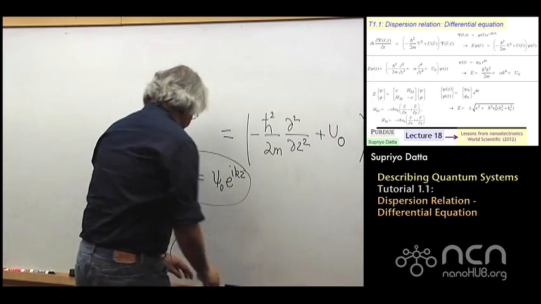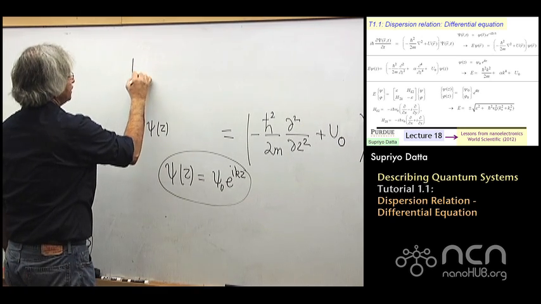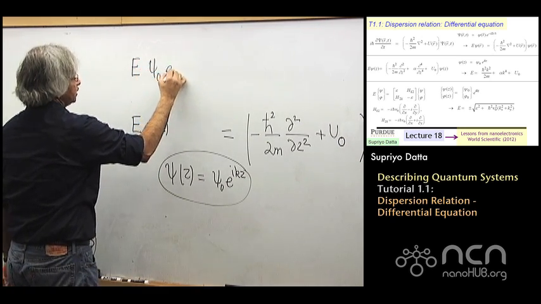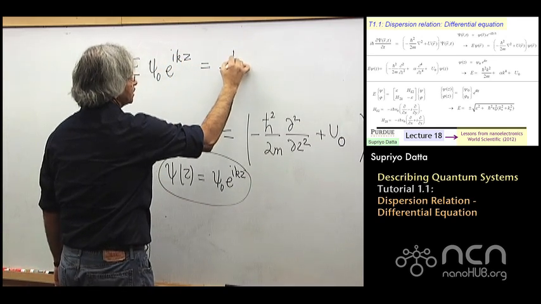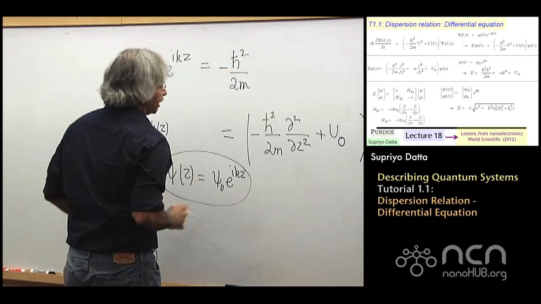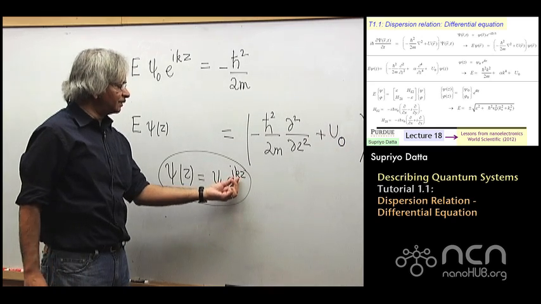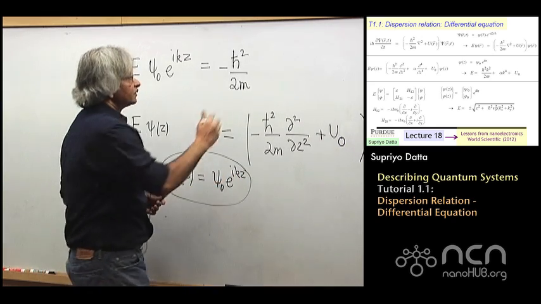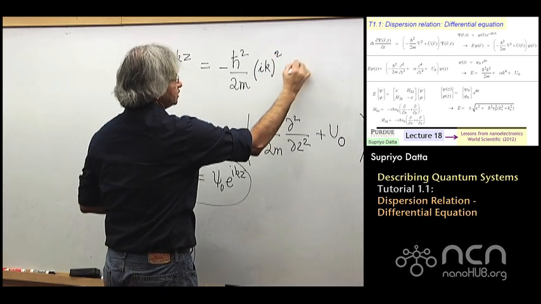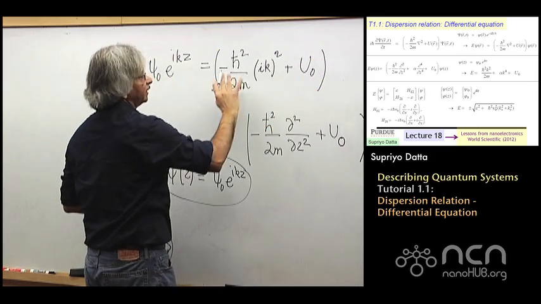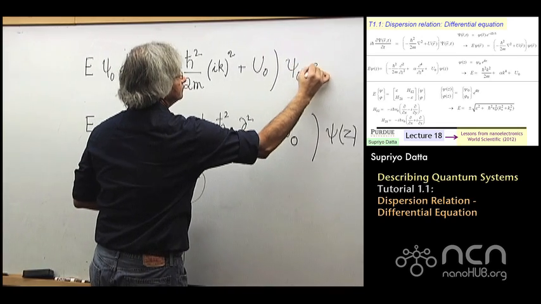What happens is, I guess it's easy to see, when you substitute it in here, you get E psi 0 e to the power ikz is equal to minus h bar square over 2m. And now the point is that when I take two derivatives with respect to z, that's equivalent to multiplying by ik twice. So I put ik whole squared and then plus u0. And this whole thing then gets multiplied by the psi of z, which is psi 0 e to the power ikz.